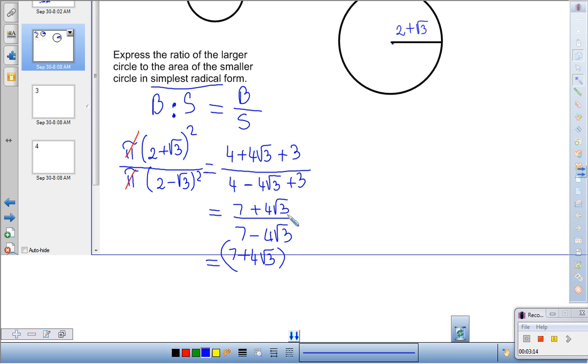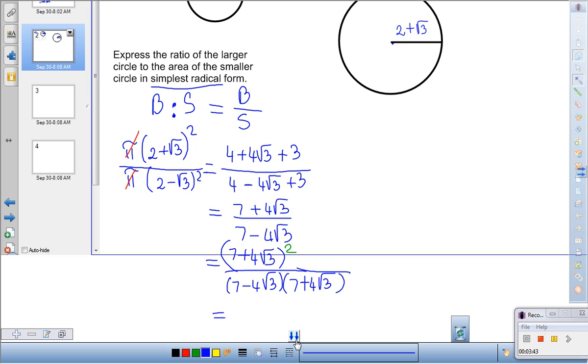Well, what do you notice? The numerator is already 7 plus 4 radical 3. And because we have two brackets that look exactly the same, we can write it as 7 plus 4 radical 3 squared over 7 minus 4 radical 3 times 7 plus 4 radical 3.